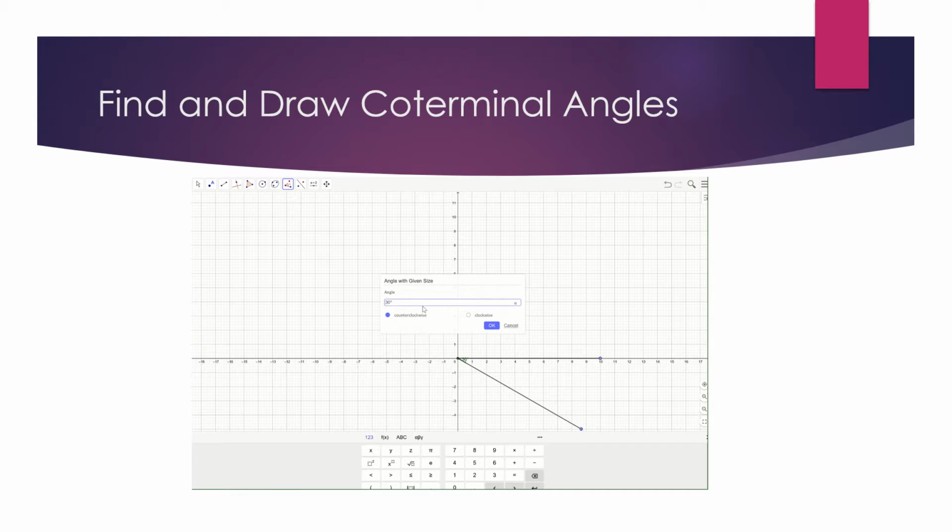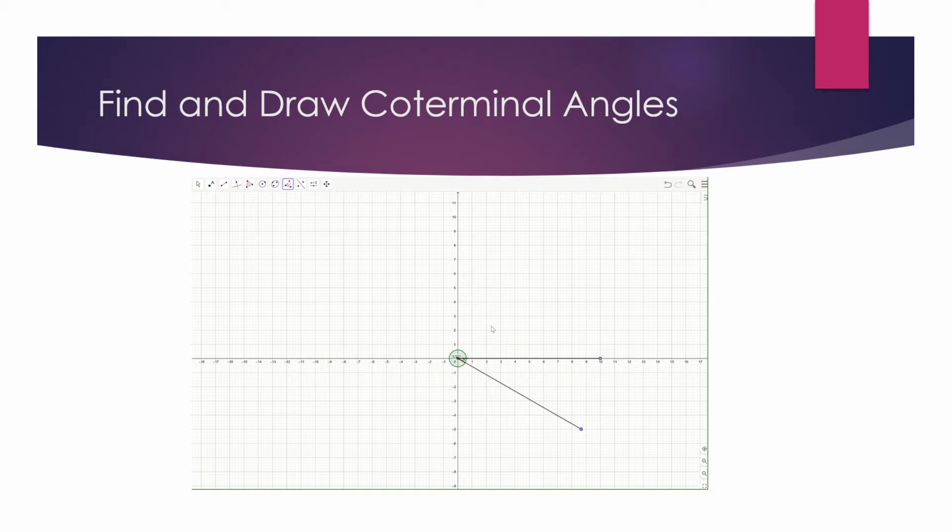And I want to see one that is 330 degrees counterclockwise. Well, there you go. See, I've got one, and now it's 330 degrees, and I can see that it's sharing the same initial side, and it's sharing that terminal side. So it is a coterminal angle.